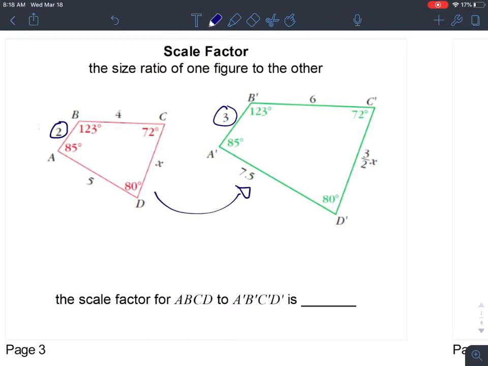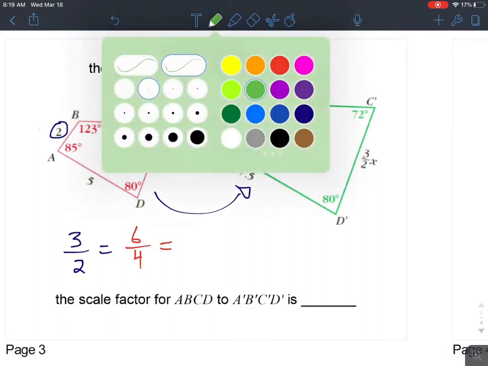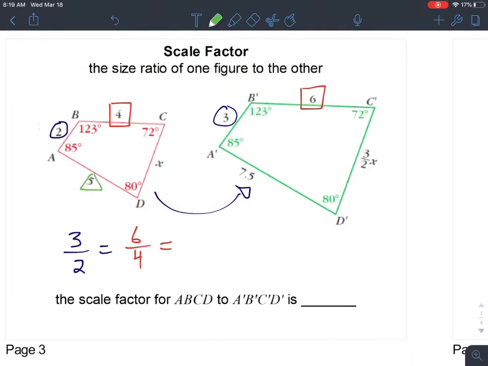Now normally what we do is we want to figure out the scale factor going from the left shape to the right shape. So in order to solve that, we're going to have to take the right one and divide it by the left one. So right now it looks like our scale factor is supposed to be 3 over 2 or 1.5. Now to confirm that, it needs to be the same with all the other sides as well. So I'm going to do 4 and 6. And we can see that yes, 6 over 4 does simplify to become 3 over 2, so that's good.